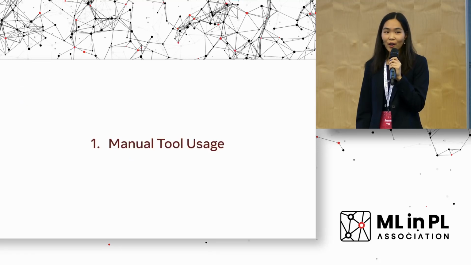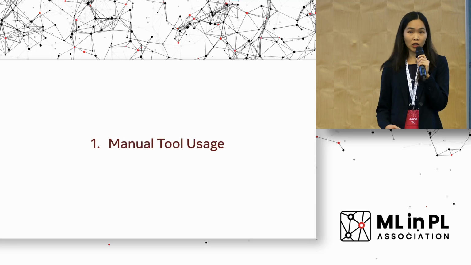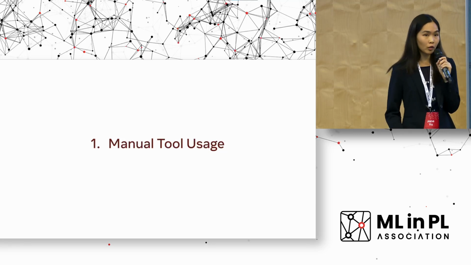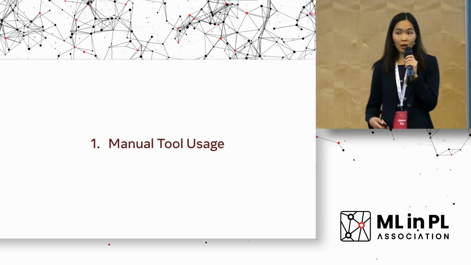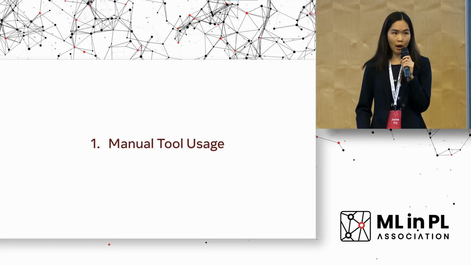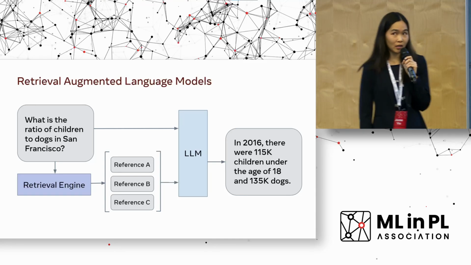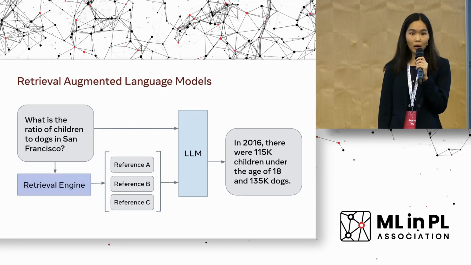Okay, so now for the first part, which is manual tool usage. Again, this is tool usage that is prompted or triggered by the system, meaning the model doesn't have autonomy in deciding when to use that tool or how. A classic example of this is actually retrieval-augmented language models.